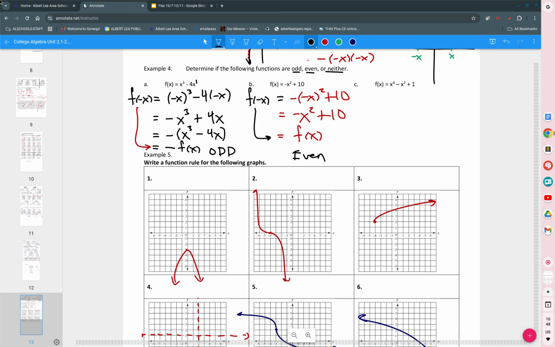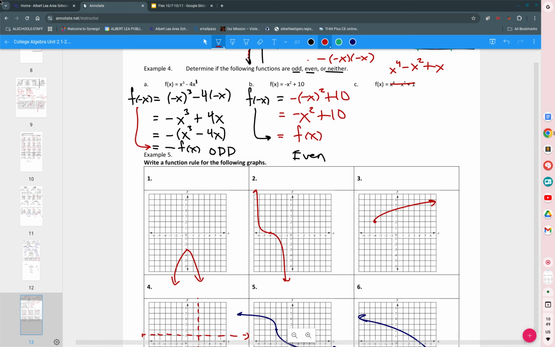You have a different problem for this last one. I think I changed it. I think the problem that you have has a plus x on the end. Is that correct? Yeah, that's right. Yep, that's what I wanted. Do you think that that is odd, even, or neither? It is neither because you have both even and odd powers.